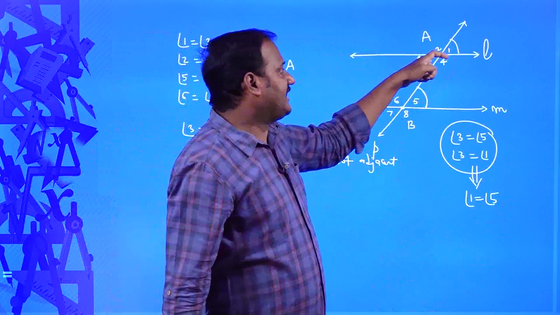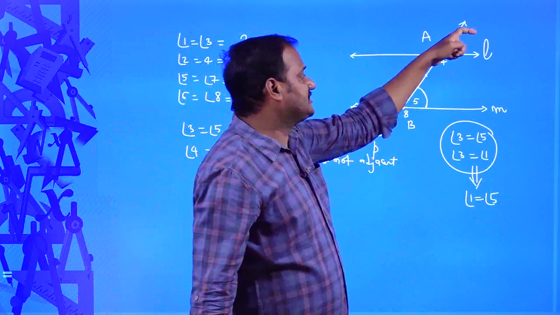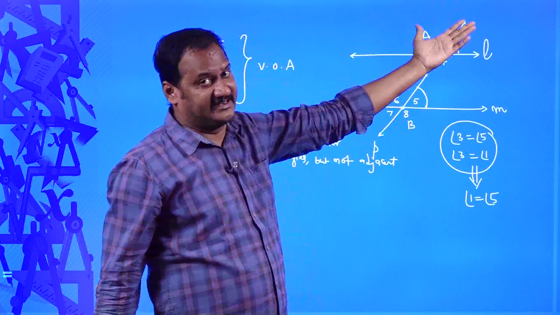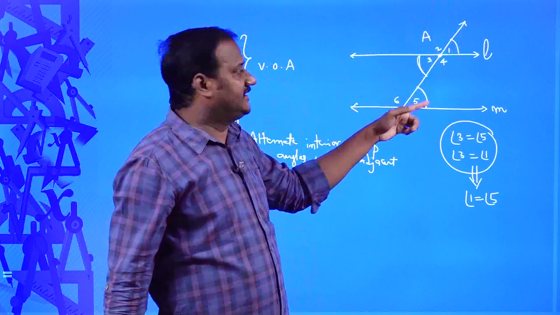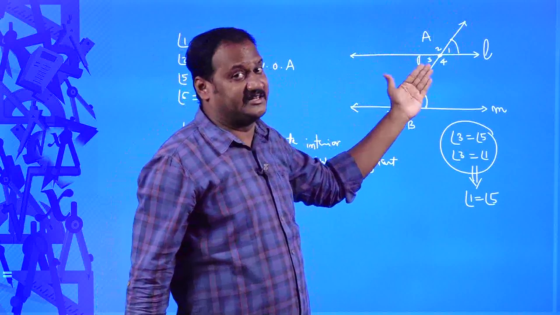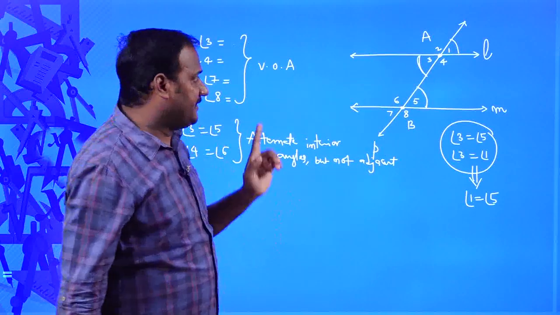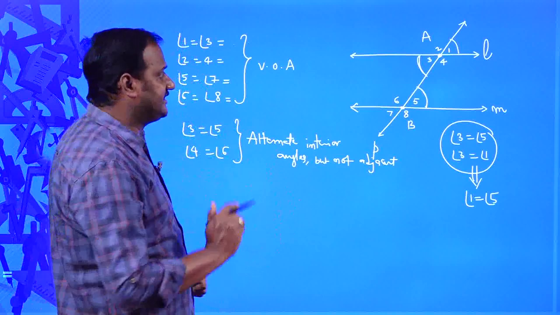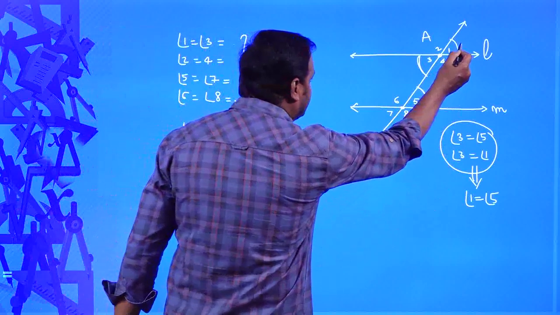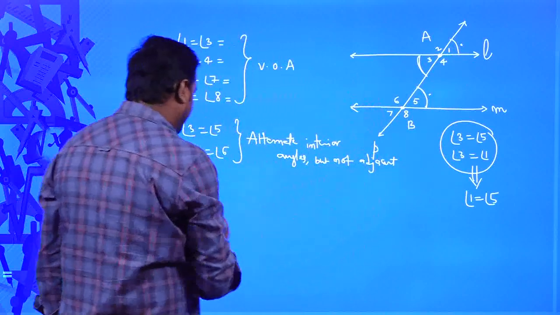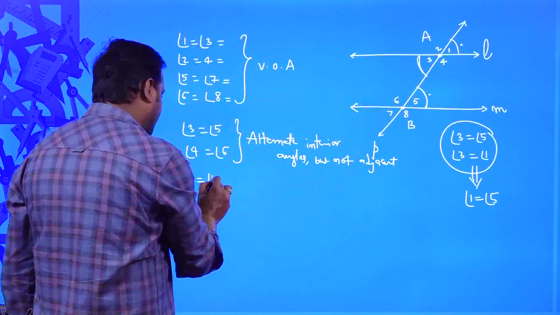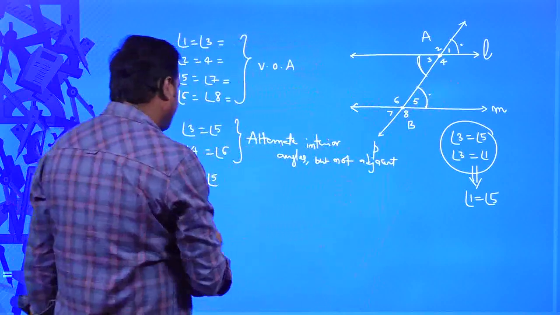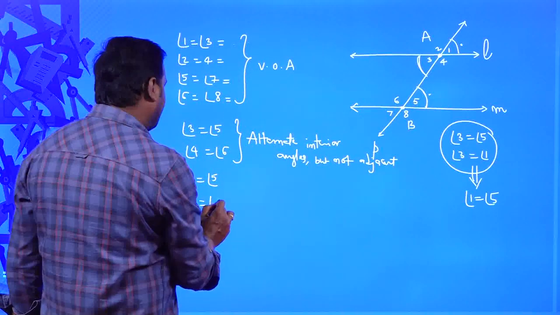Angle 1 is equal to angle 5. So here one angle is outside the transversal and one is inside. Outside is the exterior angle and the other is interior. But both of them are lying on the same side of the transversal. So let us try to identify how many such pairs of angles. See here, angle 1 is equal to angle 5, that is one pair. Can you identify 4 and 8? 4 and 8 are also the same kind, right? So angle 4 is equal to angle 8.